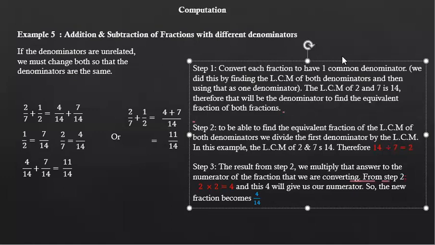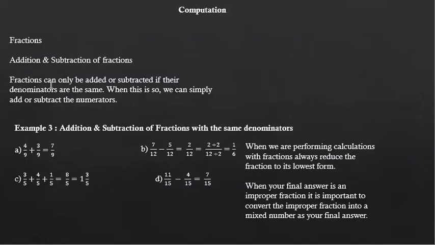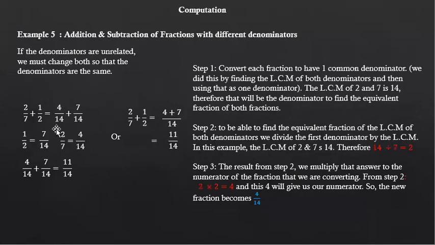Now, the LCM of 2 and 7, as we see here, is 14. So that will be our new denominator that we will use to find the equivalent fraction of both, because that is basically what we're doing here. We are finding the equivalent fraction of 2 over 7 and 1 over 2 that has the same denominators. Because remember, fractions can only be added or subtracted if the denominators are the same. So we must always have the same denominator, and that is why we're going through this whole long process.